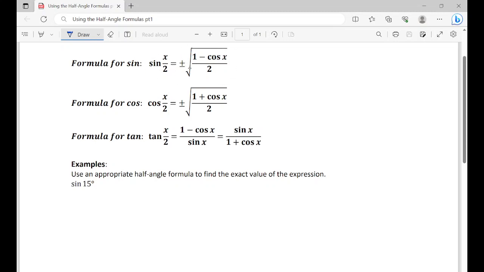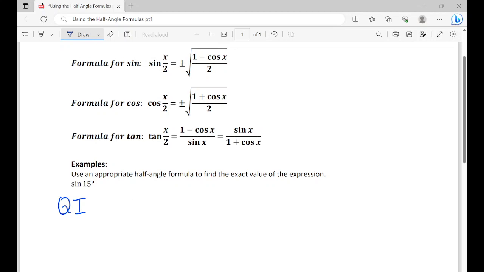But I have a plus minus, and I figure out which one to use by figuring out what quadrant I am in. Because it's sine of 15 degrees, and it's a positive measurement, I'm going to be in quadrant 1. And since I'm in quadrant 1, sine is going to be positive, so I'm going to use the plus here.